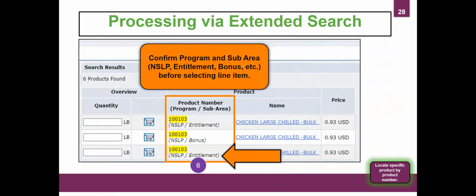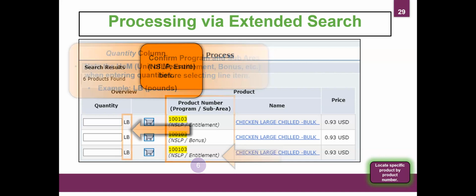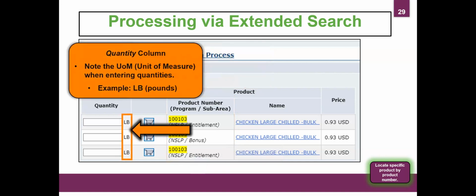And remember, once it pulls up, we're looking for NSLP entitlement. So we want to make sure we're in the right program, or it could be bonus. We talked about that. Entitlement counts against your true entitlement allocation, whereas bonus does not. So we pull up, and then remember, when we get to this area and we're looking at our items, we don't click on the shopping cart. We can't enter anything into the quantity field.